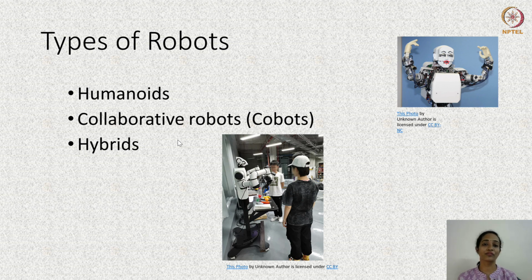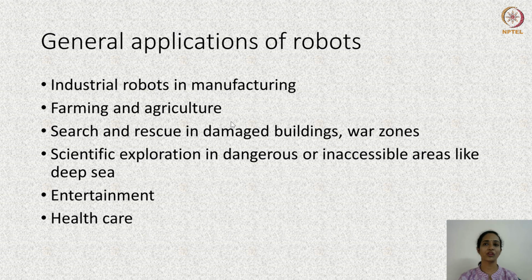So, these are the different kinds of robots. So, what are the general applications of robots? Well, we are all familiar with robots in manufacturing. Robotic arms have found their presence on the shop floor for a long time now. These robotic arms are capable of welding, assembly, material transportation, and so on. Robots also find application in farming and agriculture.